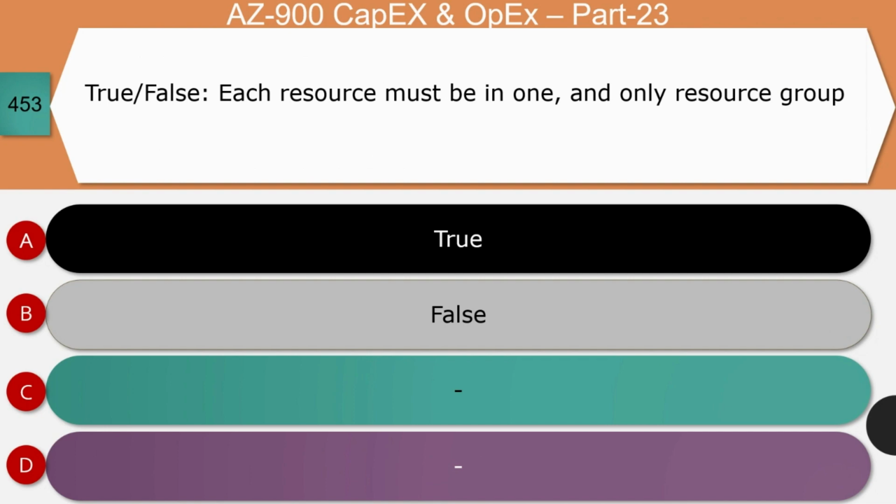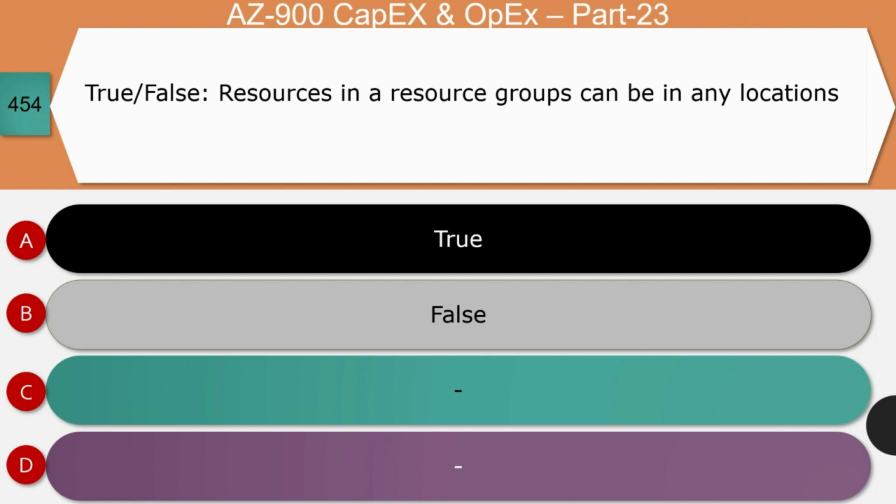Next question, true or false? Each resource must be in one and only resource group. Is it true or false? The right answer for this question is true. Let's see the reason. While creating a resource, it must be assigned to a resource group. Since it's a combo box single selection, you can assign the resource to only one resource group from the combo box selection.